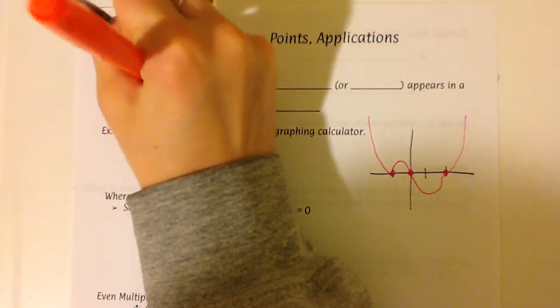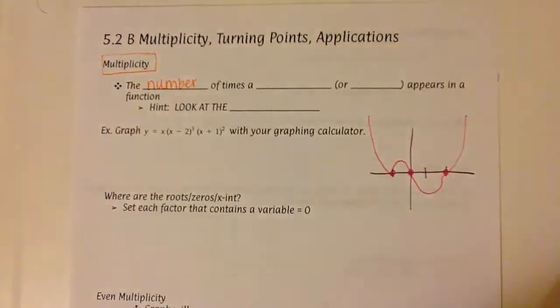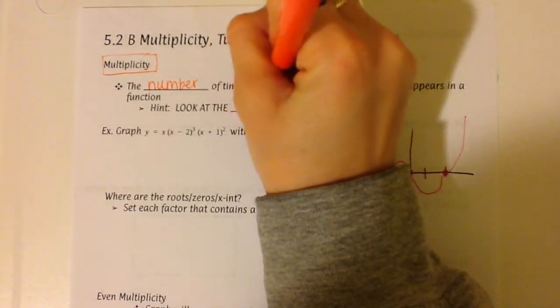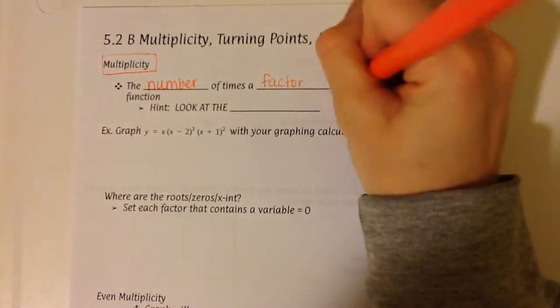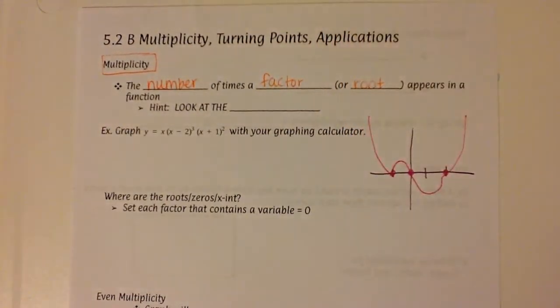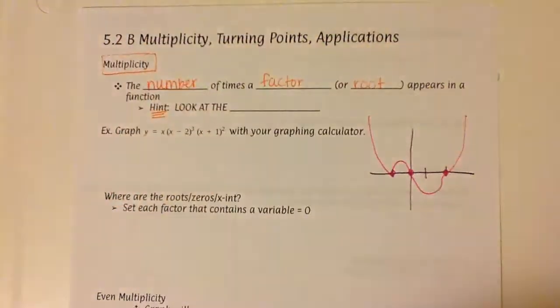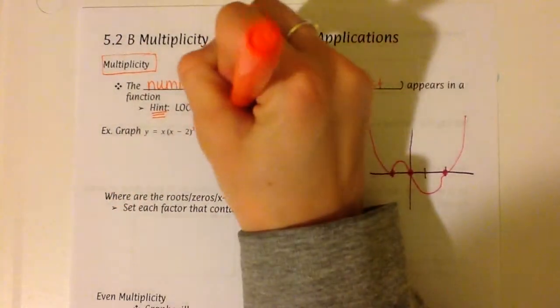Multiplicity is the number of times a factor or a root appears in a function. So we give you a hint. You need to look at the exponent.